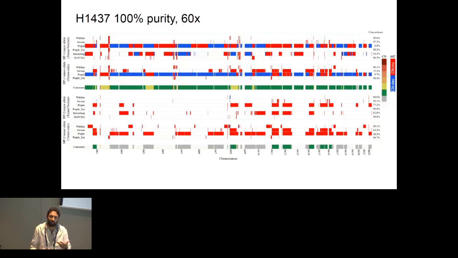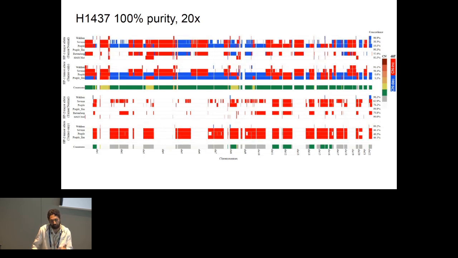Some tools, whenever there is low coverage in cancer data, like 20x, 30x, their performance degrades. So Vahan, even with different coverage levels, is very consistent in producing copy number calls. Here we show one case at 100% purity and 60x, how different colors are producing different copy number increases and decreases. And this is 20x, even worse than the previous at 60x coverage.